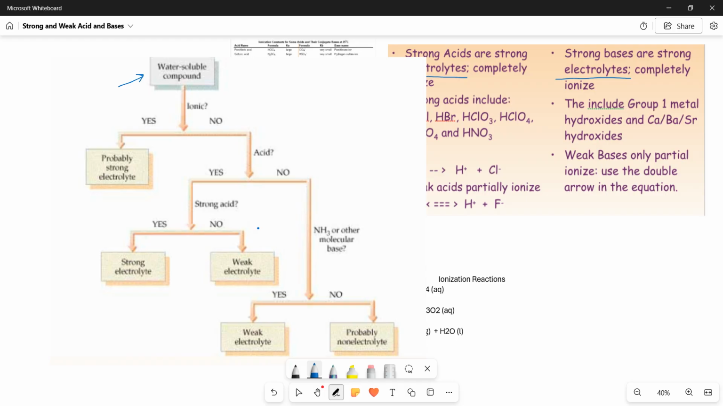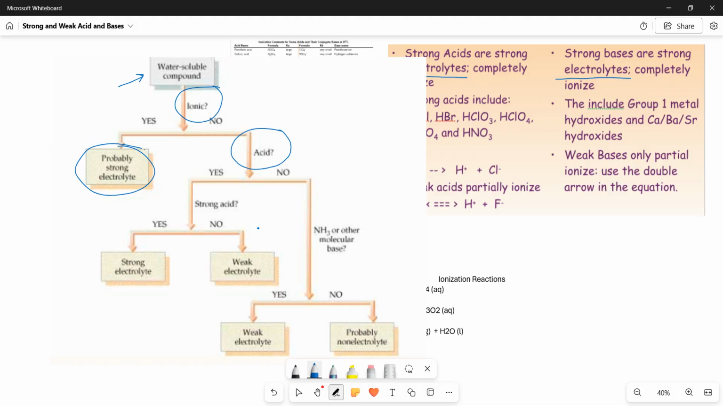A strong electrolyte, you can see at the top here, we're going to start with this first question. Is the compound water soluble? In other words, does it dissolve? Is it ionic? Ionic substances do dissolve for the most part. There is degrees of solubility, and if it's soluble and it does dissolve, and you can look at your solubility rules chart, if it does, it's a strong electrolyte. If it does not, the next question is, is it an acid? If it's not ionic, is it an acid?